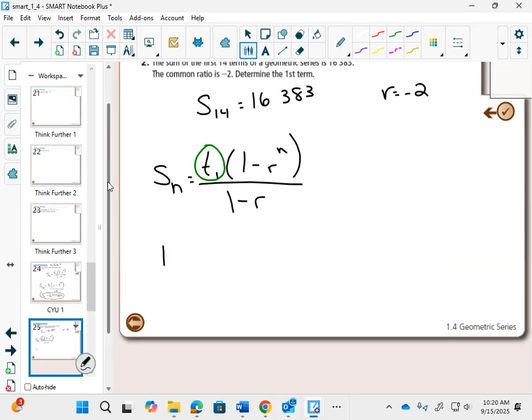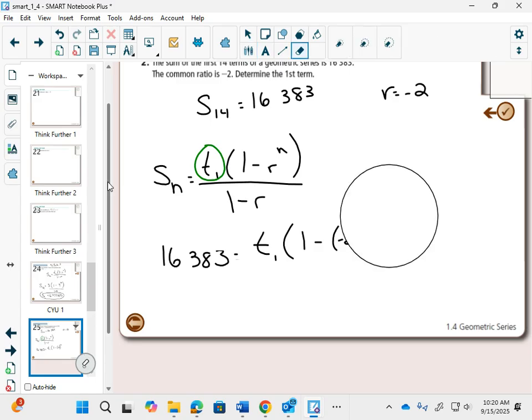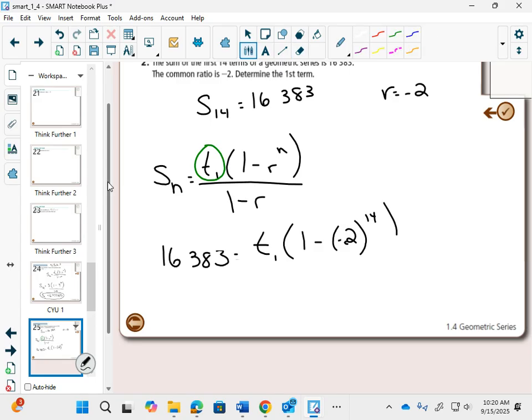So as a next step, I can write in everything. I know the sum is 16,383 equals, I don't know term 1, times the R value, which is -2. I'm going to put that in brackets because it's negative. And n is 14, so that'll be (-2) to the 14 over 1 minus (-2).